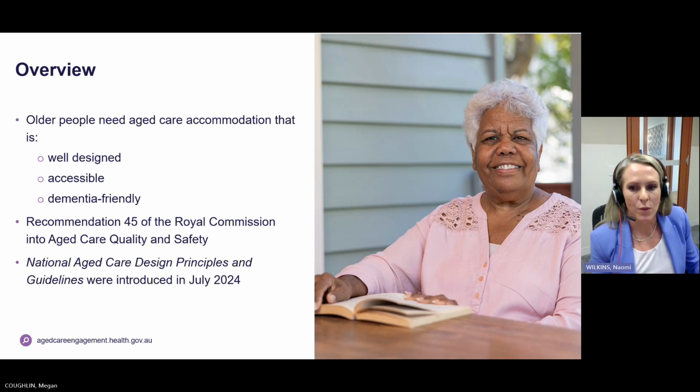The Royal Commission called for greater awareness and consistency of standards for accessible and dementia-friendly design in aged care, and recommended that the Australian Government produce a comprehensive set of design principles and guidelines for residential aged care. The department has developed and published the new National Aged Care Design Principles and Guidelines in response to this recommendation. So, a little bit more about how we got here.